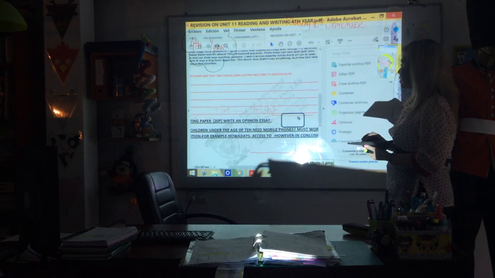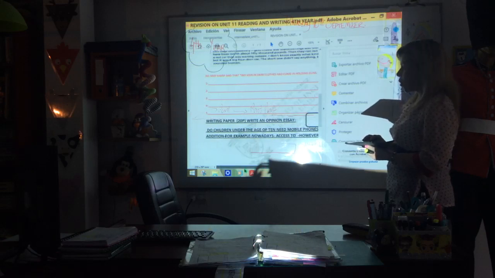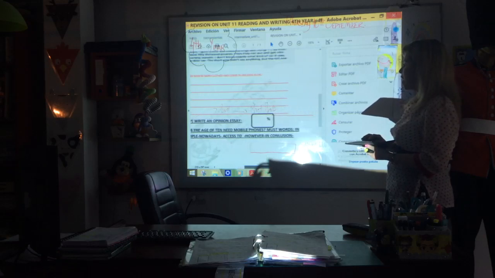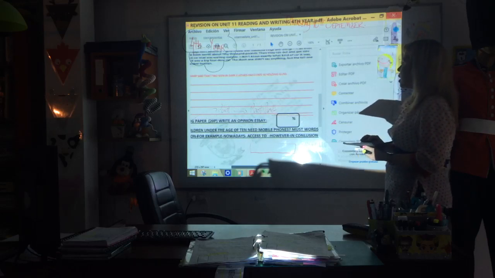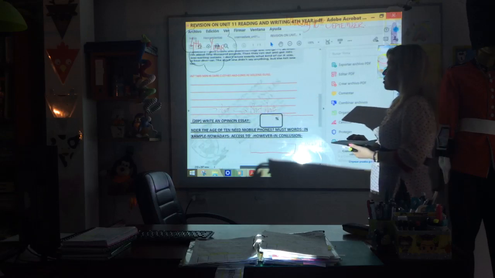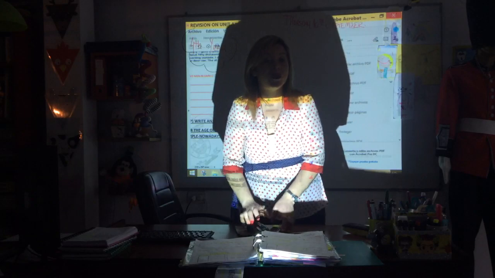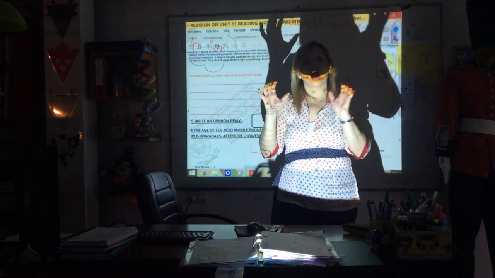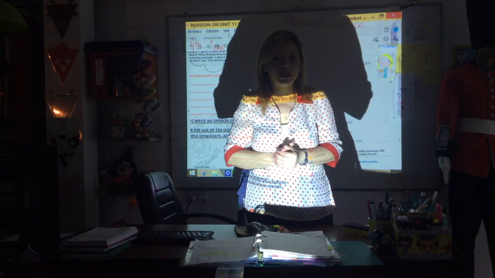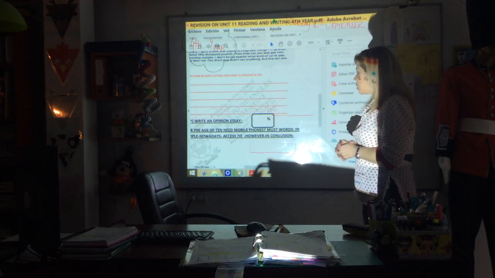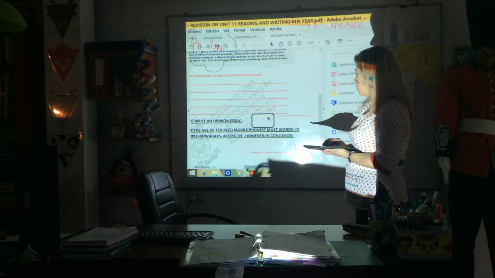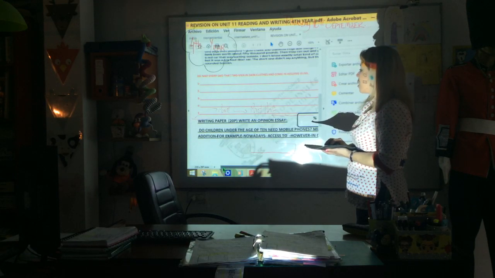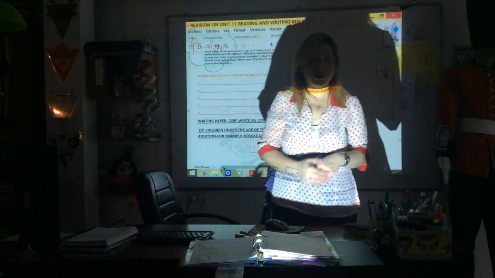And then it says here, write an opinion essay on this topic. Do children under the age of 10 need mobile phones? Okay, what do you think? Introduction, body, ending, and the must words: in addition, for example, nowadays, access to, however, in conclusion, okay? Organize your brainstorming first if you have problems with organizing ideas, and then write your opinion essay, okay? Is it clear? Well, did I write the number of words? Wait a minute. No, I didn't. So it says 120 words, it's okay. 120 words, is it clear?